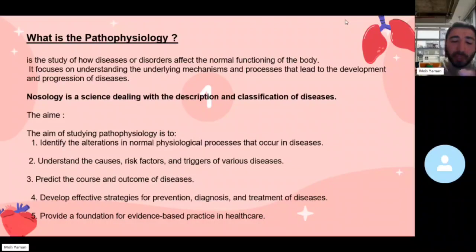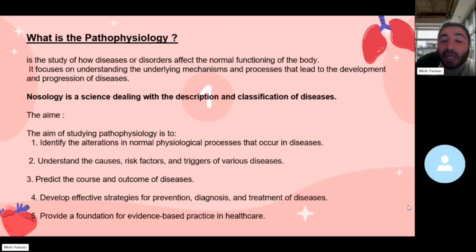It's also very important to mention that it will be too hard to understand pathophysiology without understanding the normal physiology. Also, one of the aims of pathophysiology is to understand the reasons, the risk factors, and the triggers of various diseases in general, as well as to discover the outcome of this disease.